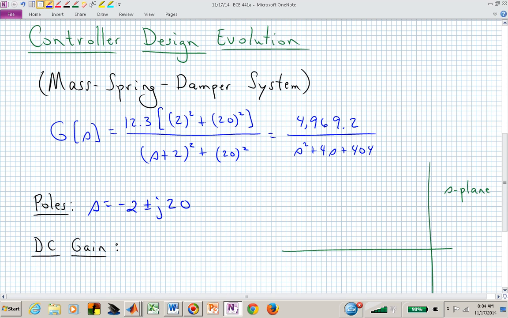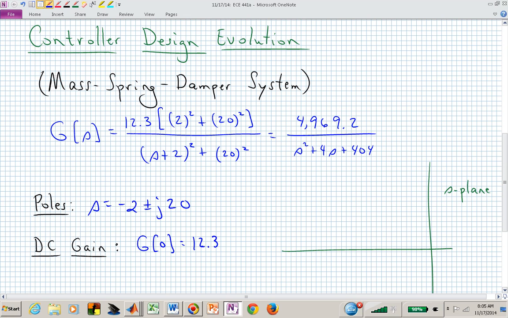I now know what happens if I put s equal to 0 in the denominator. I get a constant, and that constant is going to be 2 squared plus 20 squared. So I factored that out of the numerator constant, and now I can explicitly identify my DC gain. What's my DC gain for this system? The gain is now 12.3. And that's what you get when you evaluate that transfer function at s equals 0, at DC. That's the DC gain.